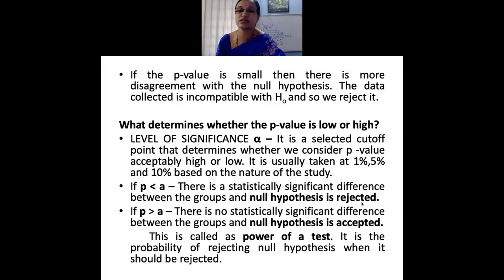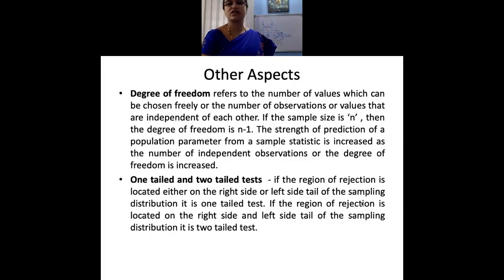Whenever there is a significant difference, please remember our null hypothesis gets rejected. As a researcher, I have to see that my p-value is less than which value? Alpha value. So if my p-value is less than my alpha value, then my null hypothesis gets rejected. If my p-value is more than my alpha value, my null hypothesis gets accepted. So this is what you need to know, and this is very, very important for testing of hypothesis.